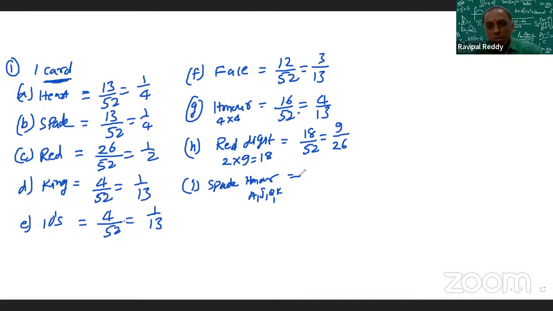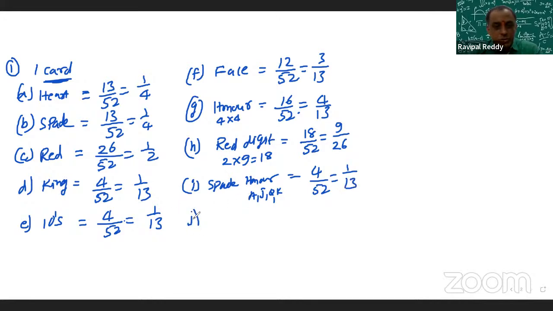Okay. Very good. 1 by 13 is the right answer, Afrin. Humaira Begum, only 4 honor cards are there. Spade honor cards are 4. 4 by 52 is equal to 1 by 13.